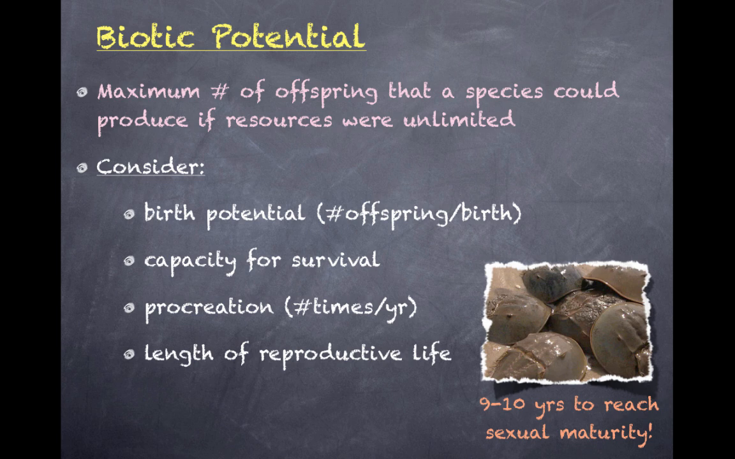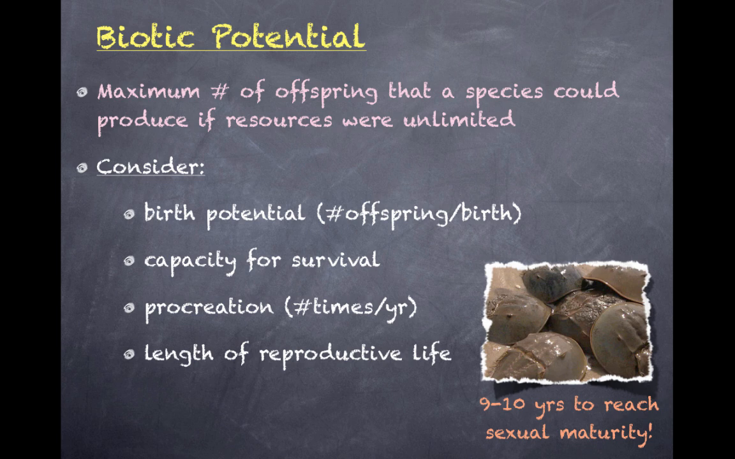One thing that influences population growth is biotic potential. Biotic potential is the maximum number of offspring that a species could produce if resources were unlimited. So you need to consider birth potential. How many offspring are produced within every single birth? For humans, generally it's 1, maybe 2, 3 or more. It gets really rare.